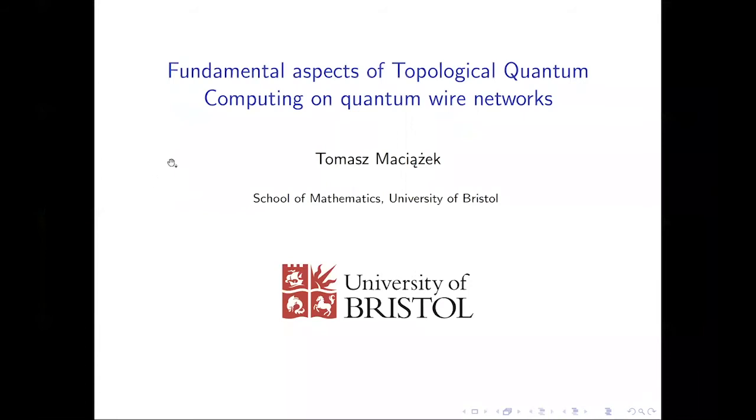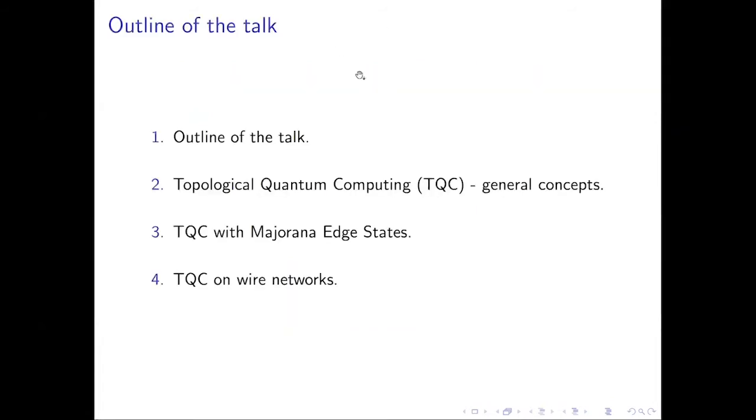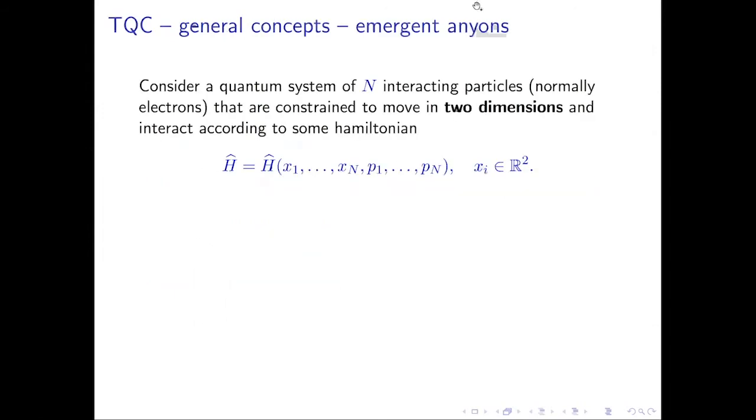So the title of the talk is Fundamental Aspects of Topological Quantum Computing on Quantum Wire Networks. The outline of the talk is as follows. First, I'll give you a short introduction to some general concepts of topological quantum computing, shorthand TQC. Then I'll move to topological quantum computing with Majorana edge states, which are the primary example of what I'm interested in. And then I'll move to a more abstract and general setting of topological quantum computing on wire networks. So let's start with the general concepts.